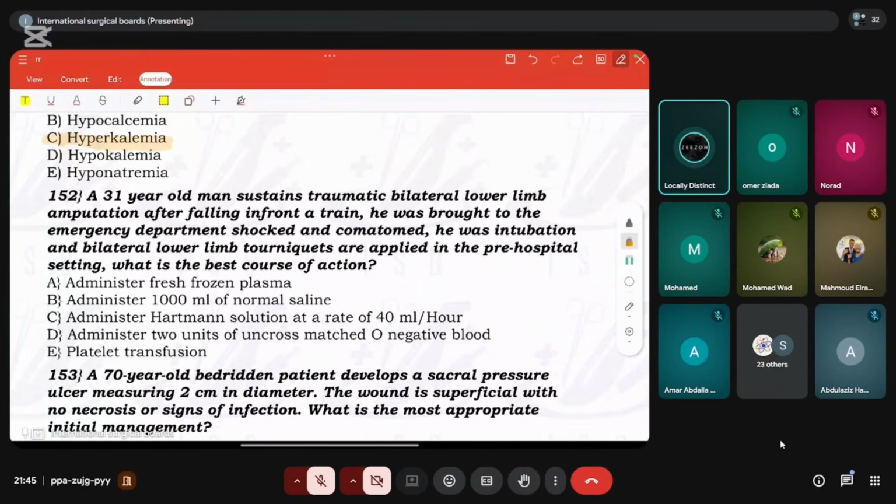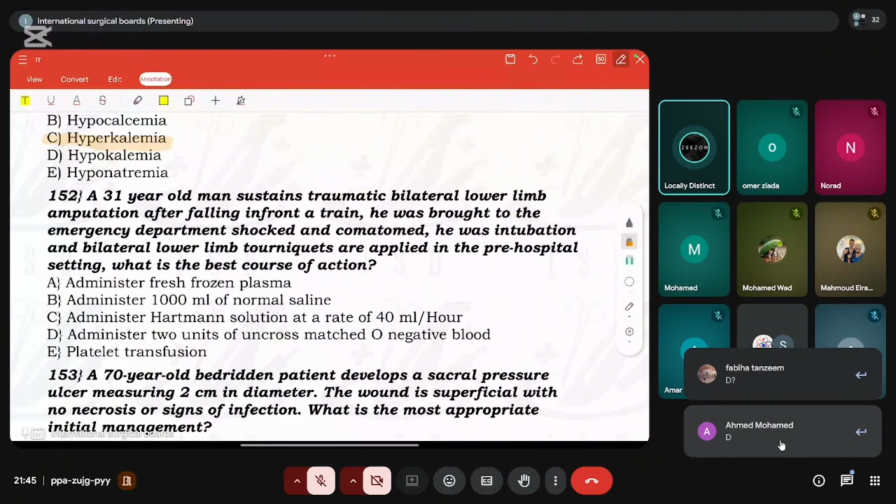A 31-year-old sustains traumatic bilateral lower limb amputation after falling in front of a train. He was brought to the emergency department shocked and comatose. He was intubated and bilateral lower limb tourniquets were applied in the pre-hospital setting. What is the best course of action? Probably initially you would go with B, but since the trauma is just so intense, you could just go straight for the O negative blood.